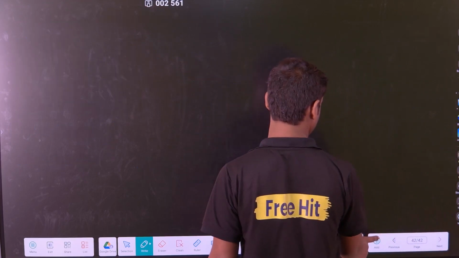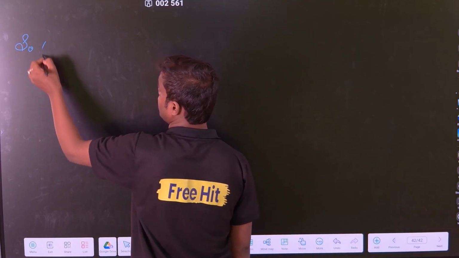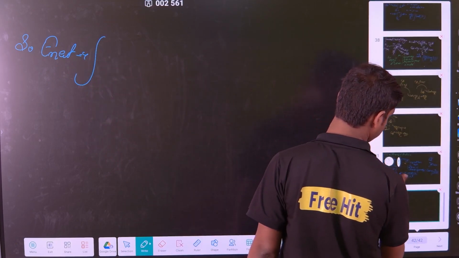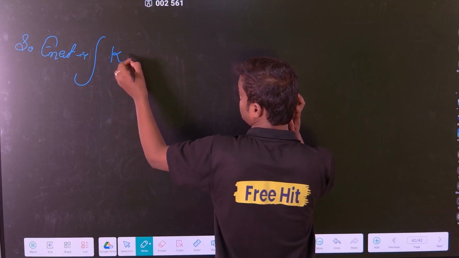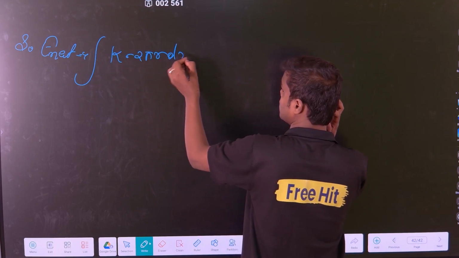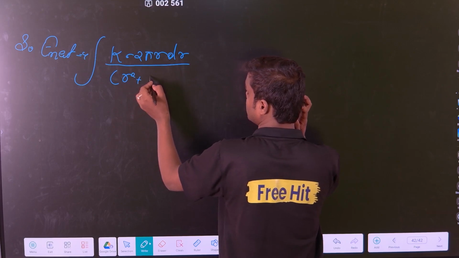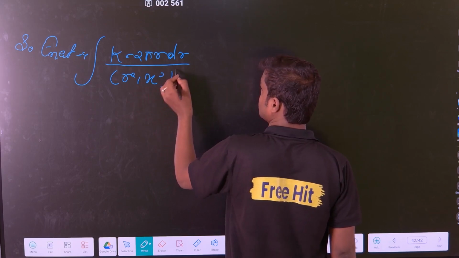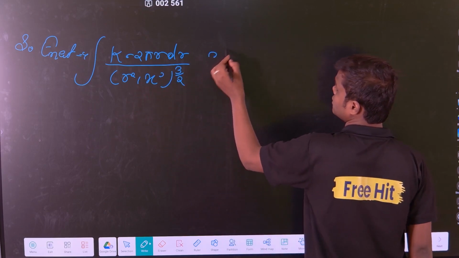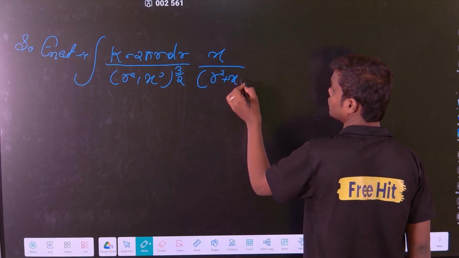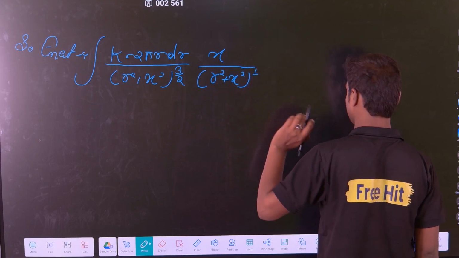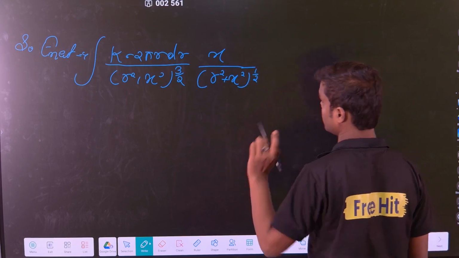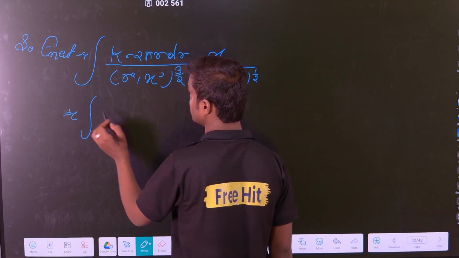So let us go to the next page and integrate this. Our E net will be the integration of K sigma 2 pi r dr divided by (r square plus x square) to the power 3 by 2, into cos theta, where cos theta is x upon (r square plus x square) to the power 1 by 2. Everything is correct? Yeah. So this way we will get the integration.